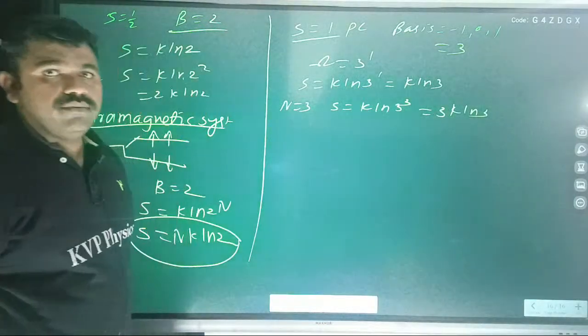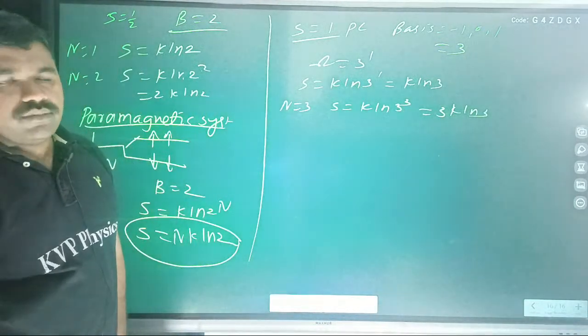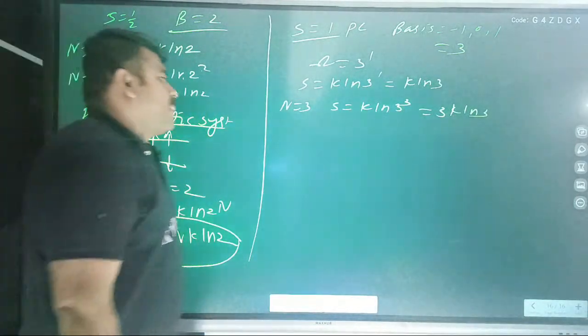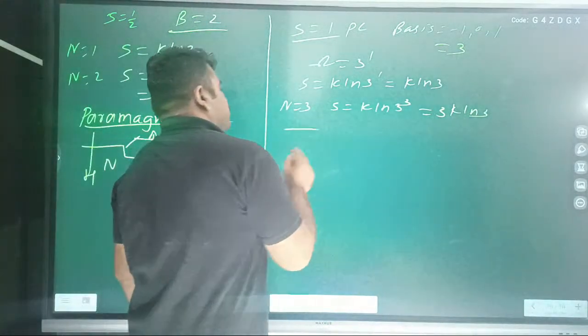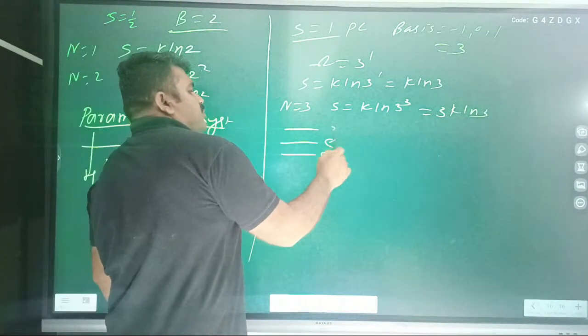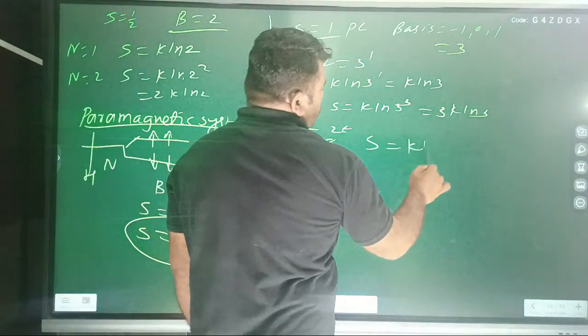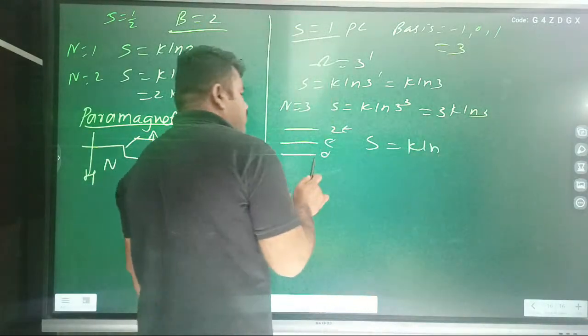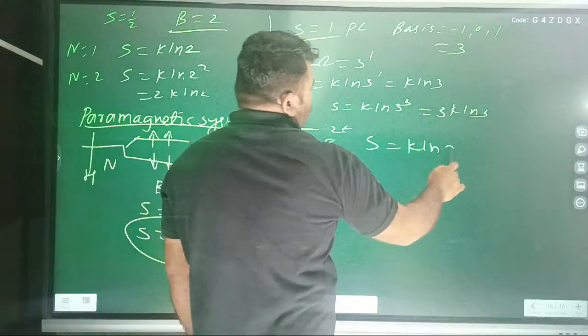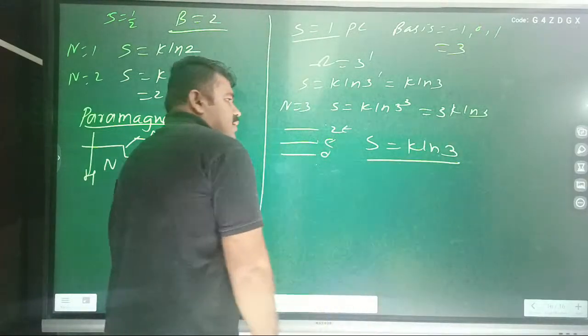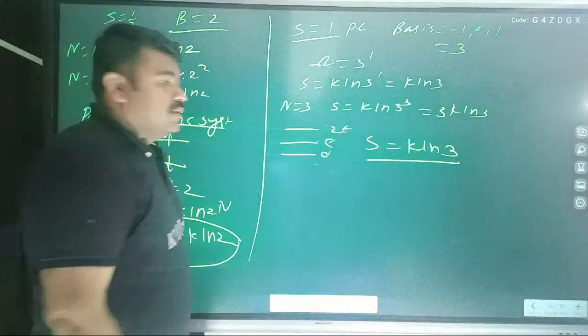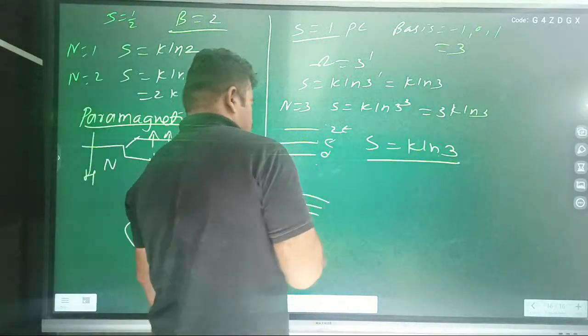Okay. Now, suppose the system is paramagnetic. Sorry, the system is like that. Energies are 0, epsilon, 2 epsilon. Then what is the entropy? Entropy S is equal to K ln of how many states are there? 1, 2, 3 states are there. So S is K ln 3.